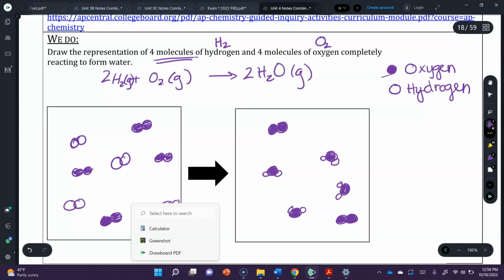Okay, and if we count, we see that we have 1, 2, 3, 4, 5, 6, 7, 8 hydrogen atoms, and 1, 2, 3, 4, 5, 6, 7, 8 oxygen atoms. So mass is conserved, but we can only react until we run out of one reactant, because that is limiting.